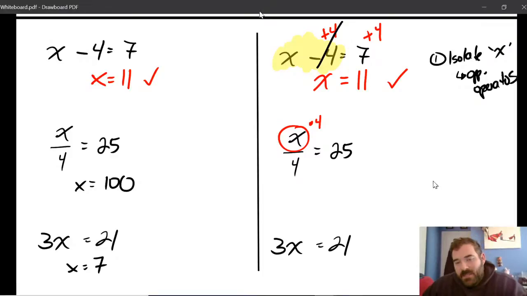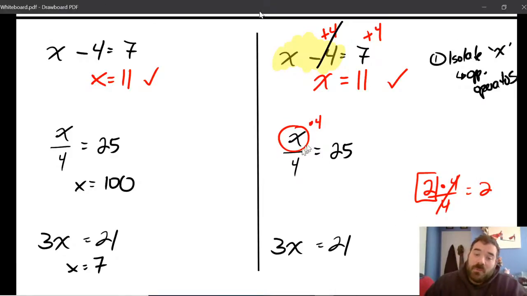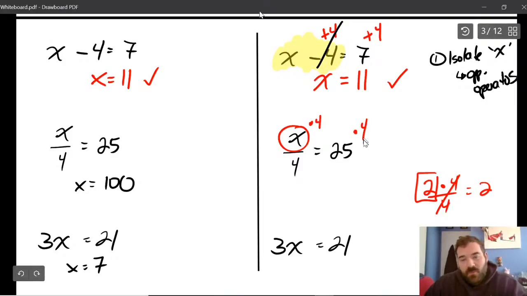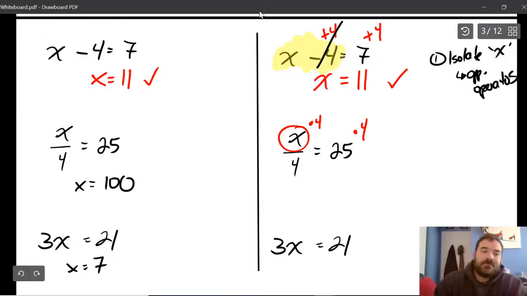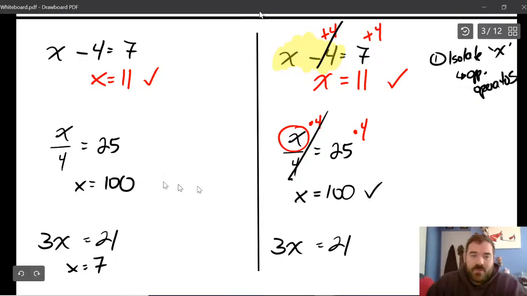And it's the same as with adding and subtracting. If I take any number and I multiply it by something and divide it by the same thing, I end up with what I started with. So 2 times 4 is 8, divided by 4 is 2. So it's like they cancel each other out. But I can't multiply the left side by 4 without also multiplying the right side by 4. So I'm going to multiply both sides by 4, and on the left side these cancel each other out. I'm left with x, because 4 divided by 4 is 1x, and that's just x. 25 times 4 is 100. And that's what I had over here.